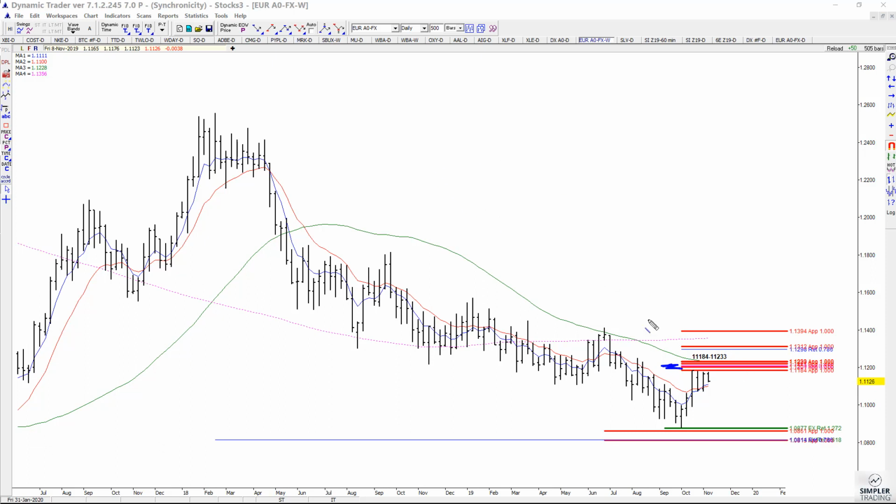But this cluster pretty much comes from taking all of these prior rally swings within the downtrend and then projecting them from the recent low. And then there's also an overlap of a 618 retracement of the previous high to low. So this is the general area.